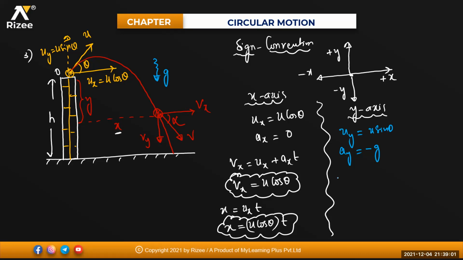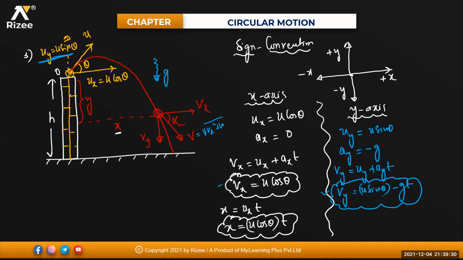Clear? Then velocity along your y-axis. Vy is equal to uy plus ay into t. Uy is how much from the given diagram? Uy is equal to u into sin theta. Ay is minus, so it is minus of g into t. So this is the velocity along your y-axis. So I know the Vy, I know the Vx, so I can calculate the V, isn't it? V will be equal to under root of Vx square plus Vy square.